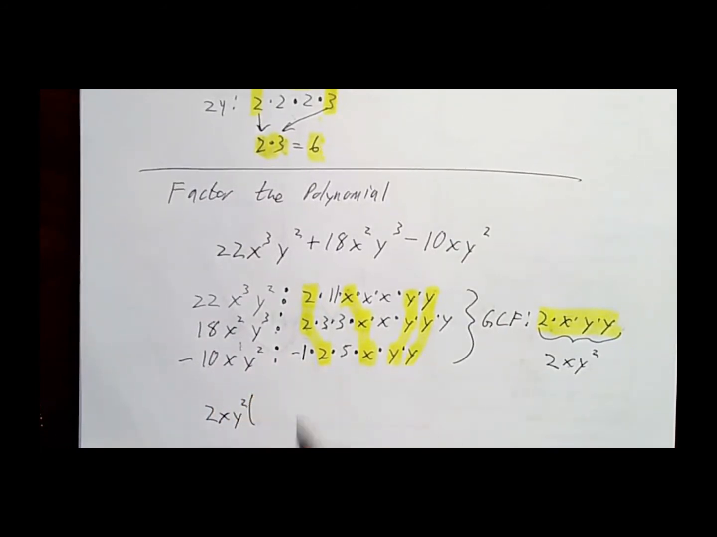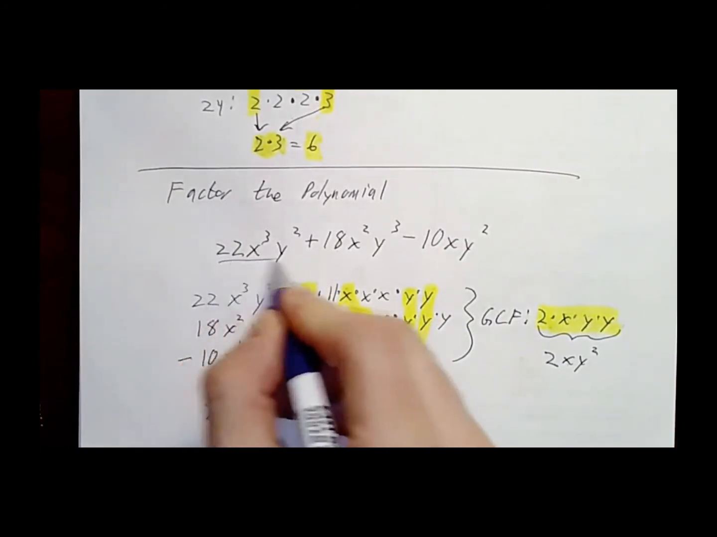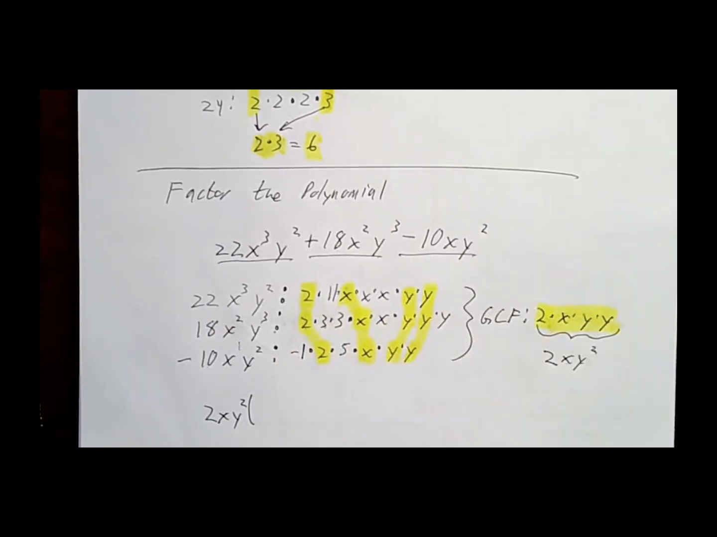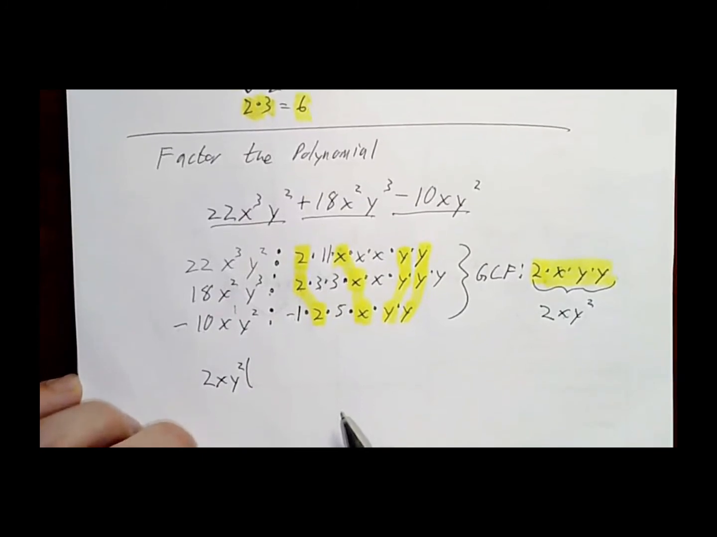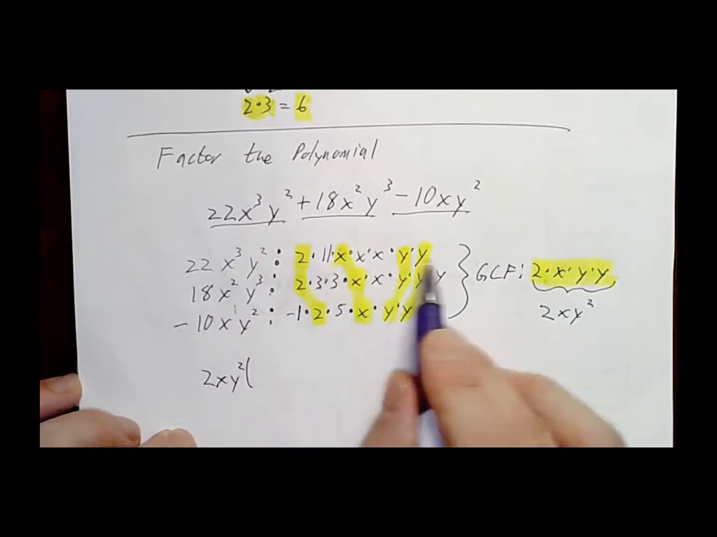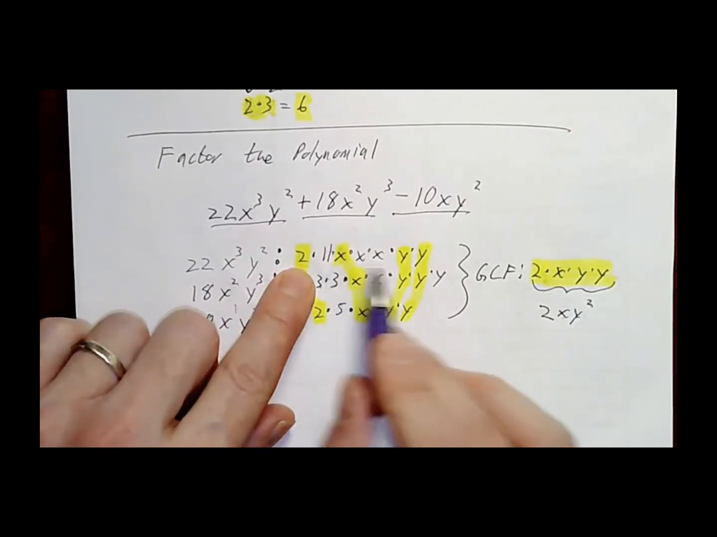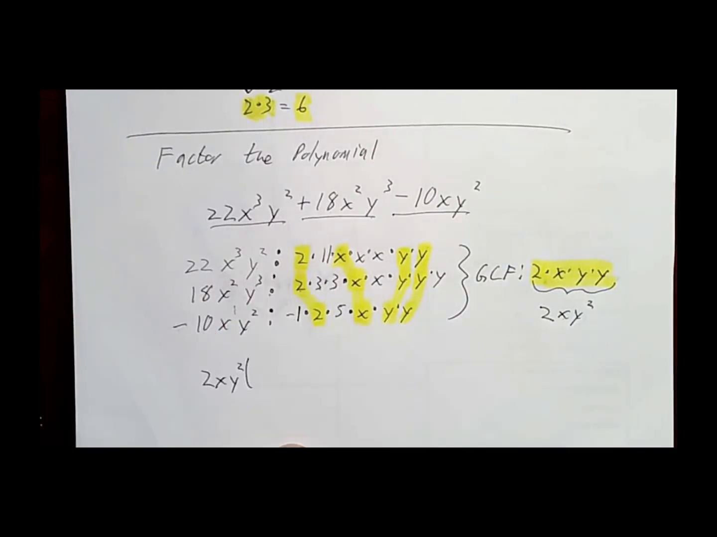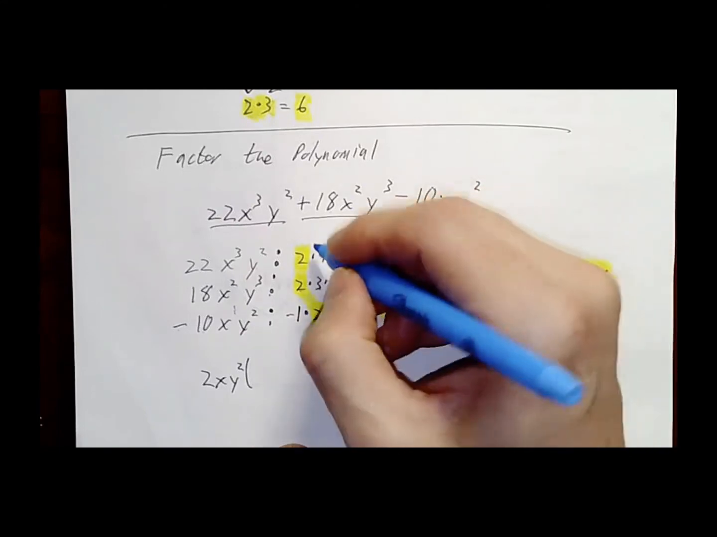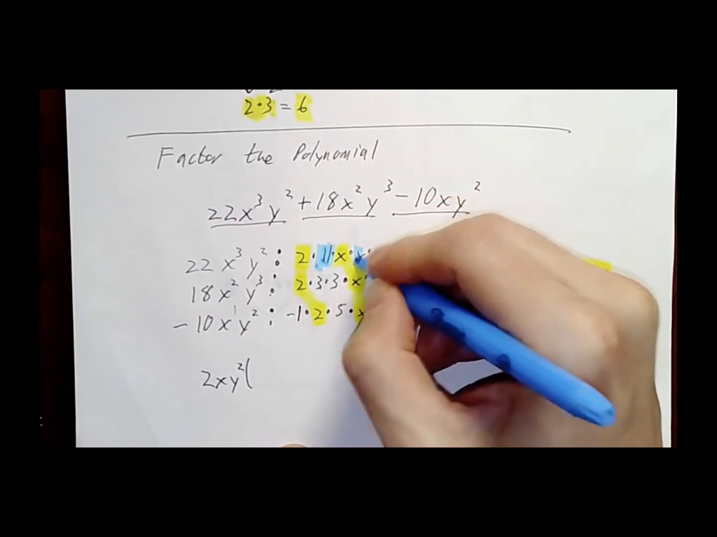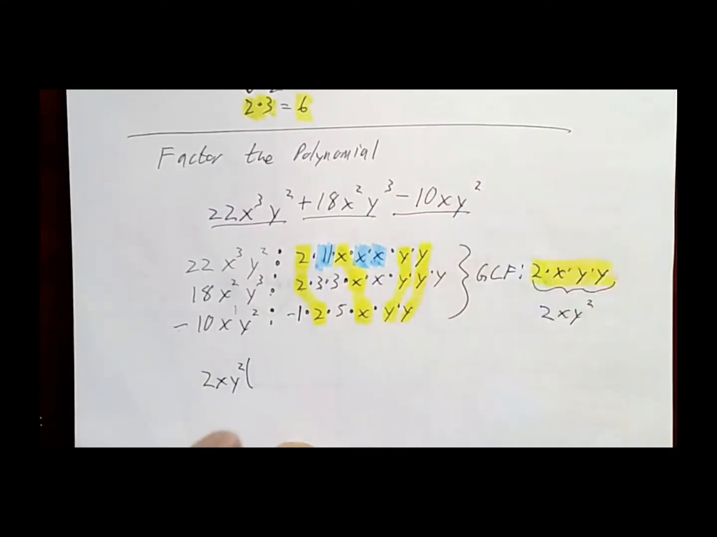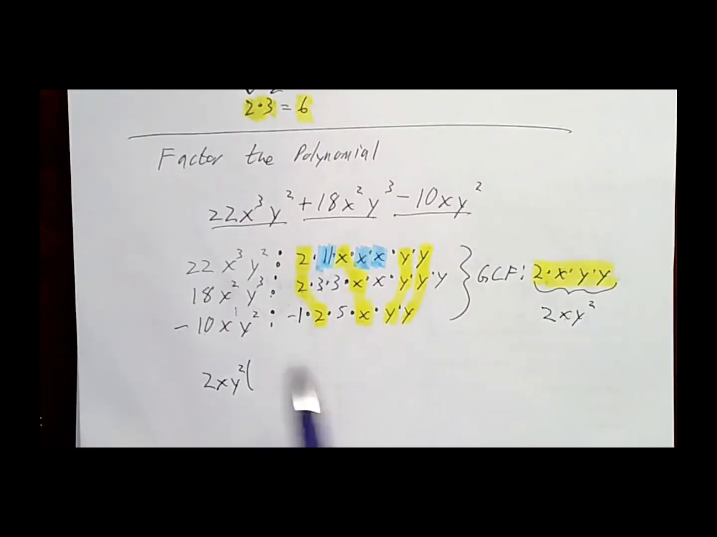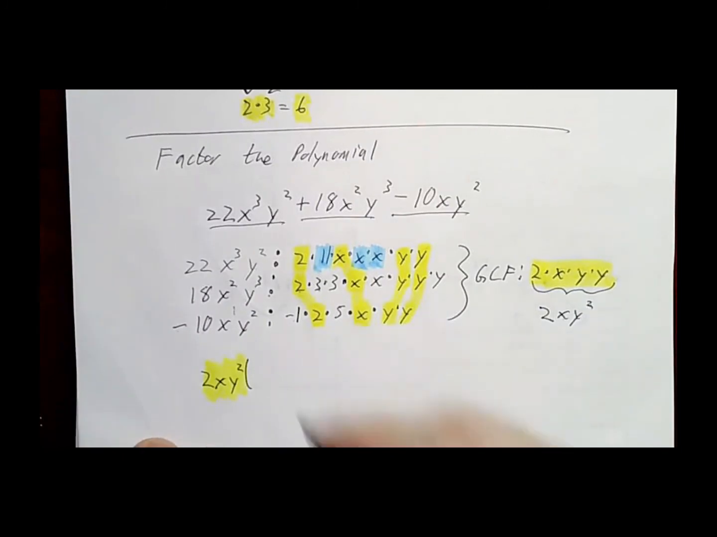2xy squared. Now if you notice up here, I started with 1, 2, 3 terms. Inside of this set of parentheses, I'm going to end with 3 terms as well. So the first term is going to be all of this information without the yellow highlighter. Let's go ahead and highlight that a different color. I'm going to use blue. So that's 11x times x. So what do I have left over once I pulled that yellow highlighter out? I have 11x squared.